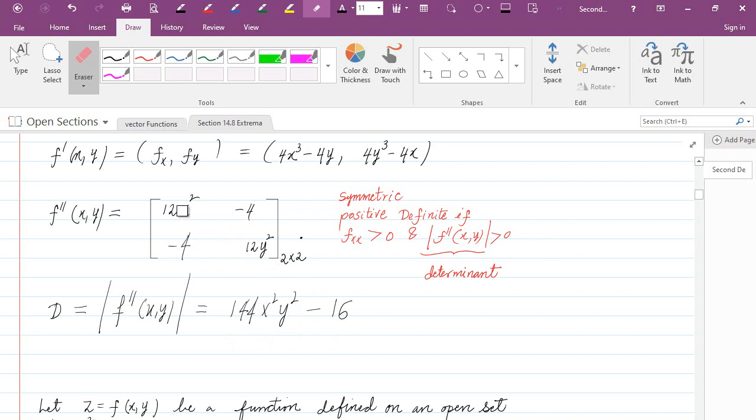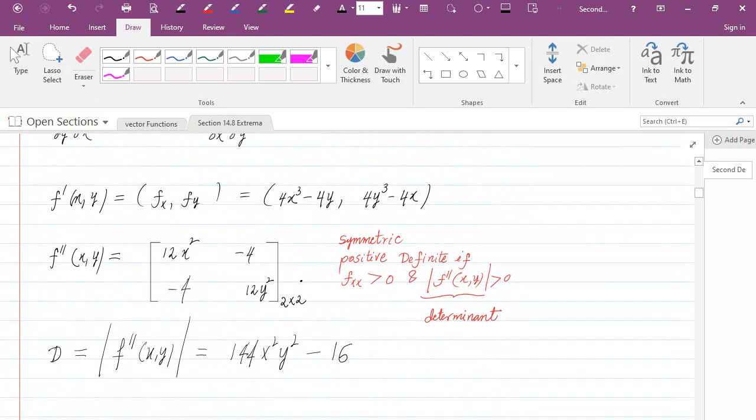If I have a 2 by 2 matrix where the off diagonal entries are equal, that's called symmetric. And a matrix like this is called positive definite. Remember, this is fxx right here, and a matrix like that is called positive definite if at a point fxx is positive and the determinant is also positive there. Okay, so we don't really need the statement in red.